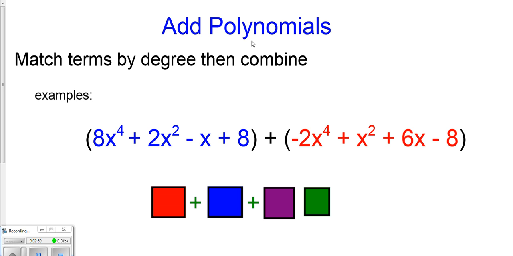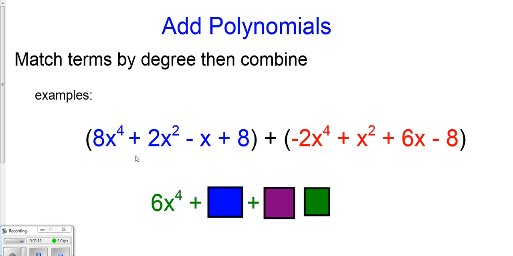Let's try another one. Again, to add polynomials, we're just matching the terms by degree and combining. So again, we've got two different polynomials here. They're both degree 4. They both have an x to the 4. And they both have 4 terms in them. So if I want to look at my degree 4 place, 8 here and negative 2 here would combine to make 6.